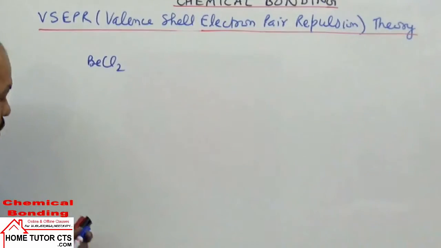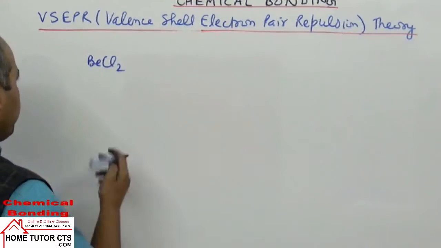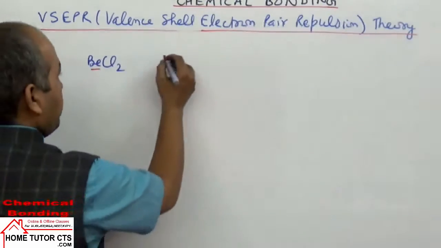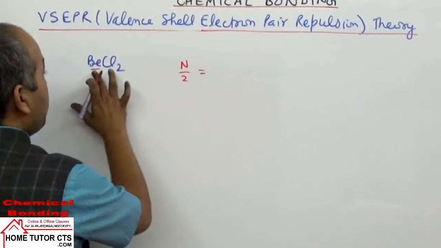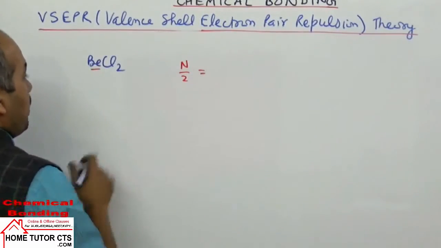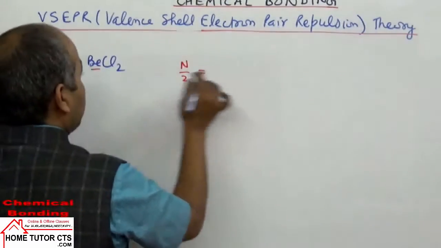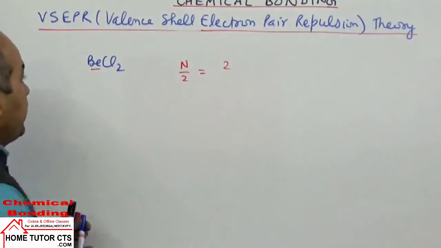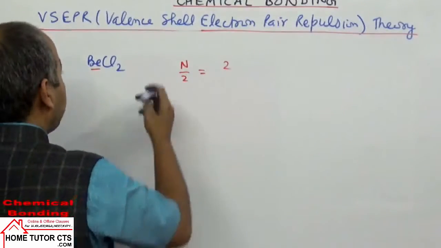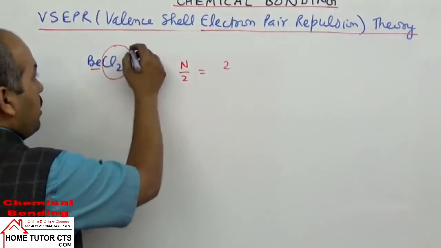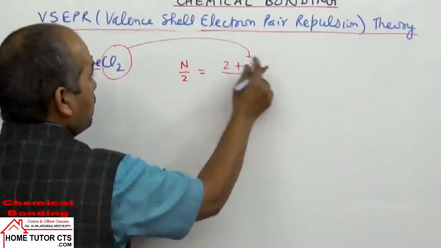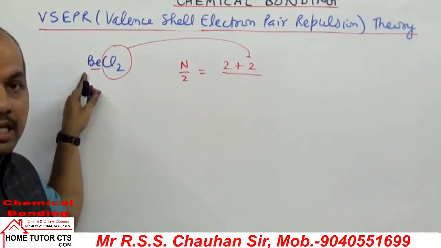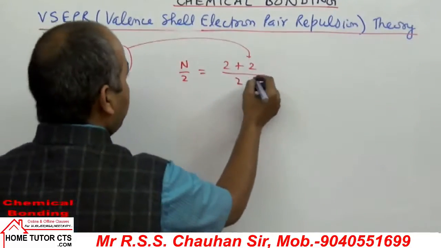In the molecule BeCl2, which atom is the central atom? Beryllium. In this case, the beryllium atom becomes the central atom. So let us find the value of n by 2. It is the number of valence electrons of the central atom. In the valence shell of beryllium there are 2 electrons, plus the number of other atoms. In this case, chlorine atoms are the other atoms because beryllium is the central atom, so we add 2. Why do we add 2? This 2 is the number of other atoms attached to the central atom beryllium. Divide by 2, that number is 2.